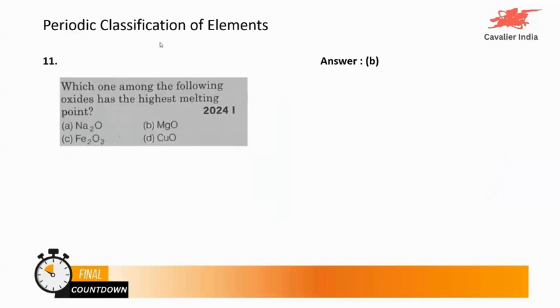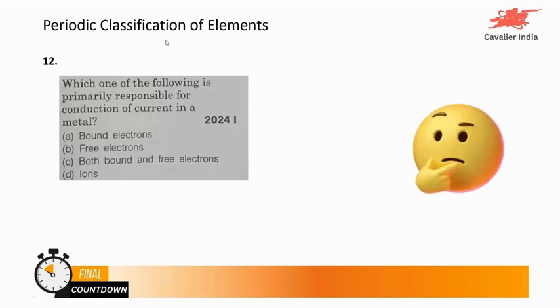And which one among the oxides has the highest melting point? Option A is Na2O. Option B is MgO. Option C is Fe2O3. Option D is CuO. Which is having the highest melting point? Just guess, just give a try for this particular question. Option B is the right answer. Okay, magnesium oxide.